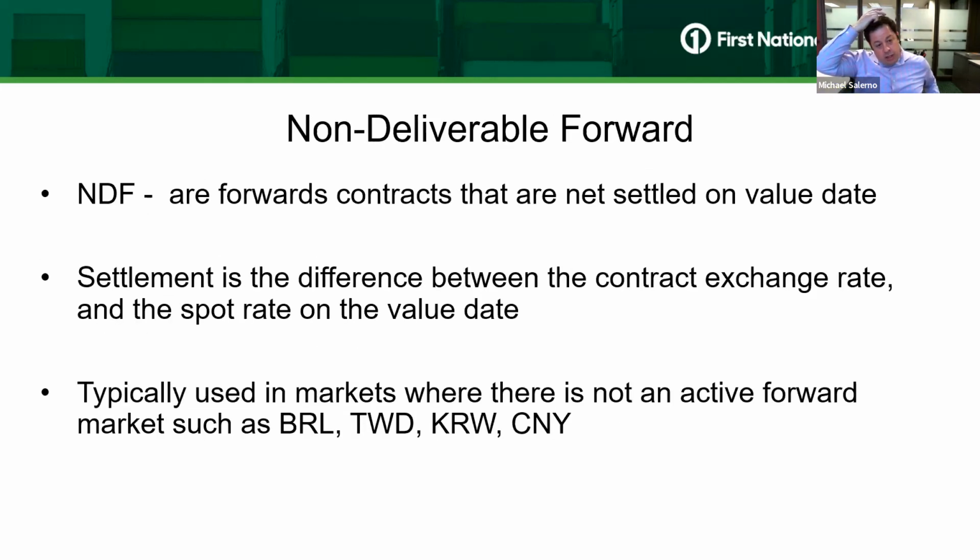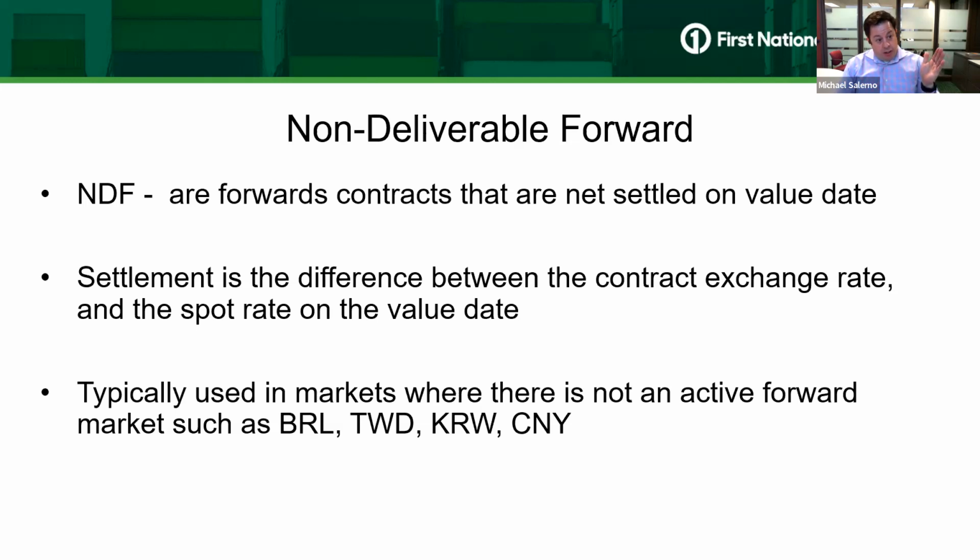A non-deliverable forward. These have become very popular as of late, just because we're starting to see more of the restricted currencies like China and Brazil see a little bit more volatility. Sales are still strong there. How do you hedge against this? So these are contracts that are net settled on value day. The settlement really is the difference between the contract rate and the spot rate. This is a little bit difficult for, I would say, most companies to understand, because it's very different than forwards.